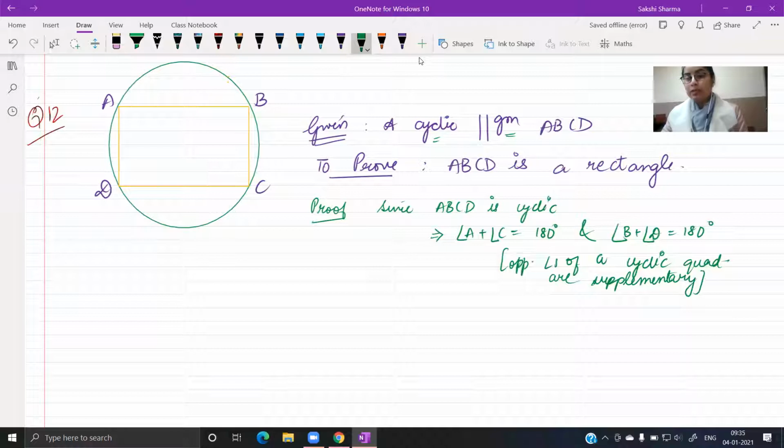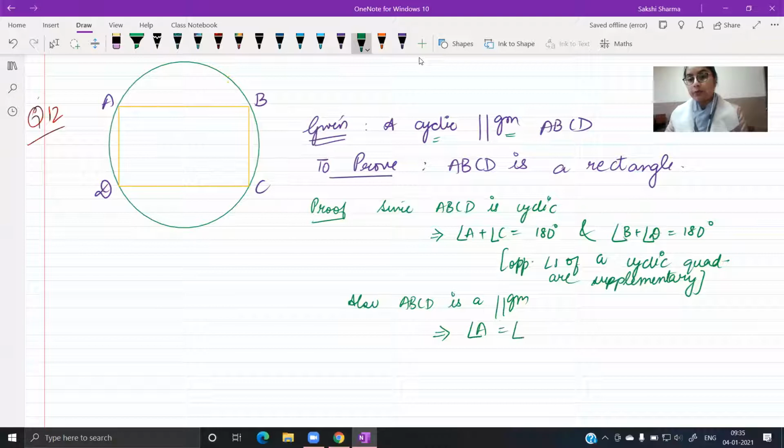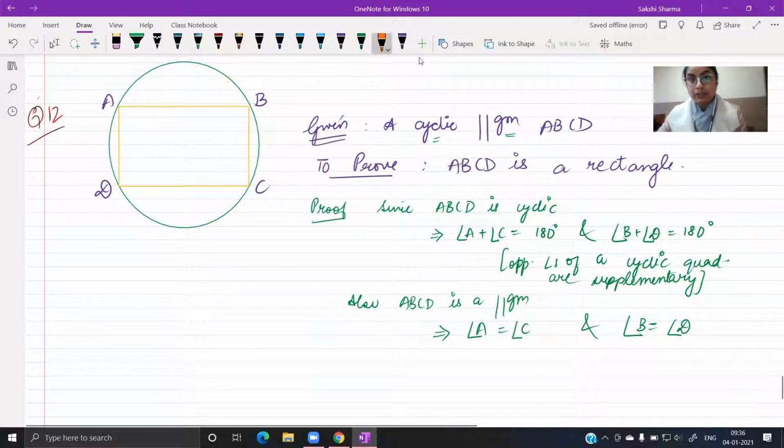The second property that we will be using is that ABCD is a parallelogram. So if ABCD is a parallelogram, this implies that the opposite angles are equal. Angle A equals angle C and angle B equals angle D. Comparing the two relations that you can see here, two angles which are equal and their sum is 180 degrees. This is only possible if each angle is 90 degrees.